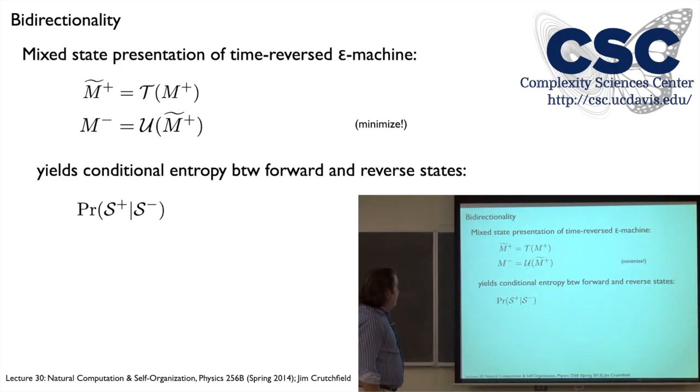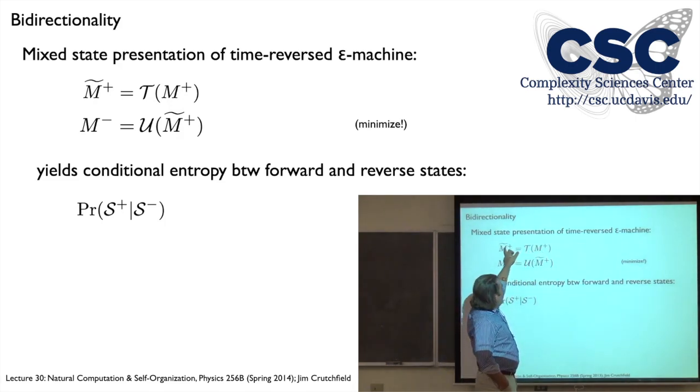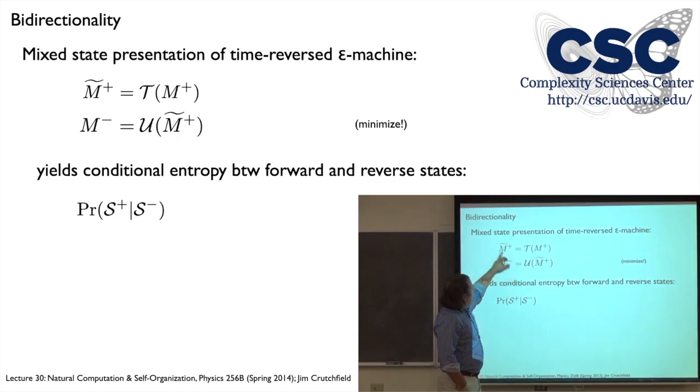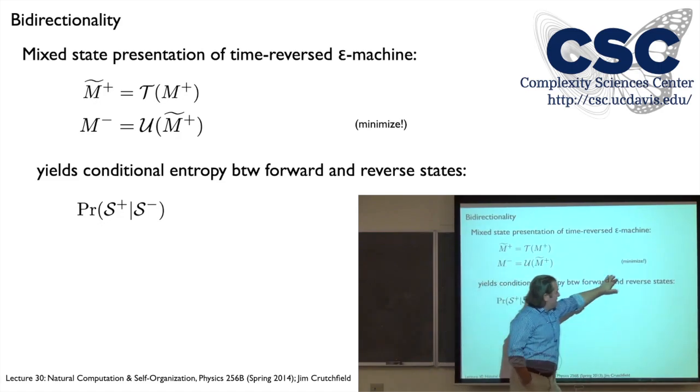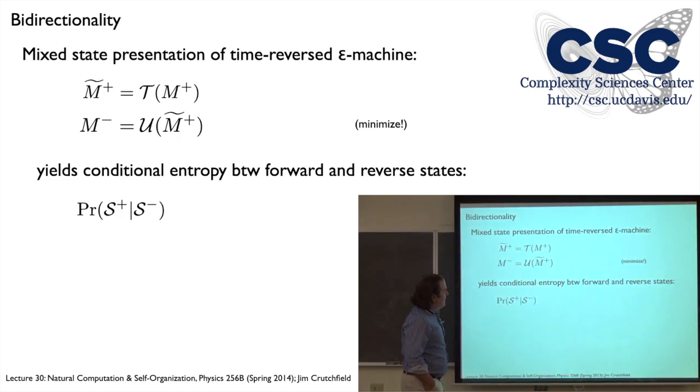Okay, so I want to delve a little bit more into how we track the relationship between the forward and reverse states. That's going to set us up to talk about this more general presentation. So we have the mixed state presentation starting from some epsilon machine. We reverse it, we normalize things. And then from the normalized reversed machine, we calculate the mixed states. And as I just emphasized, we have to minimize the mixed states to get the causal states. But that'll give us the reverse epsilon machine.